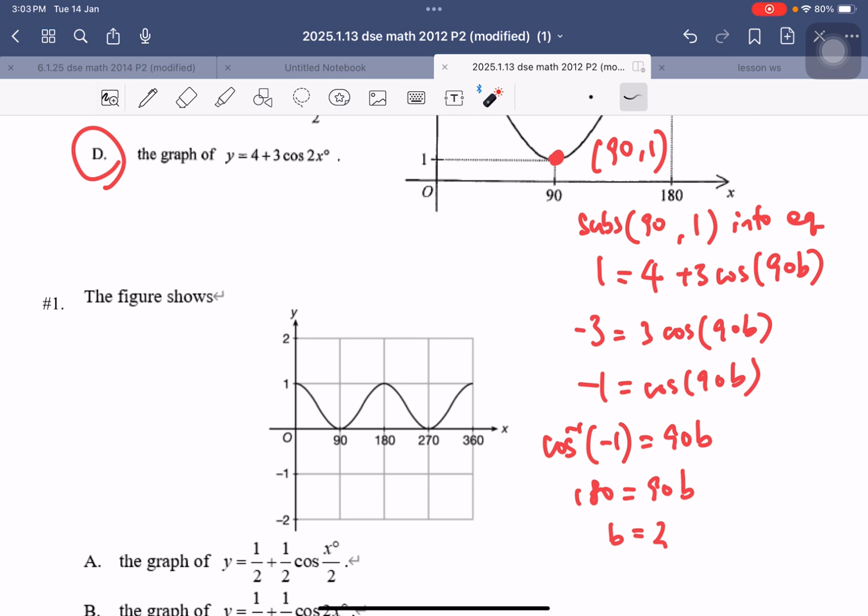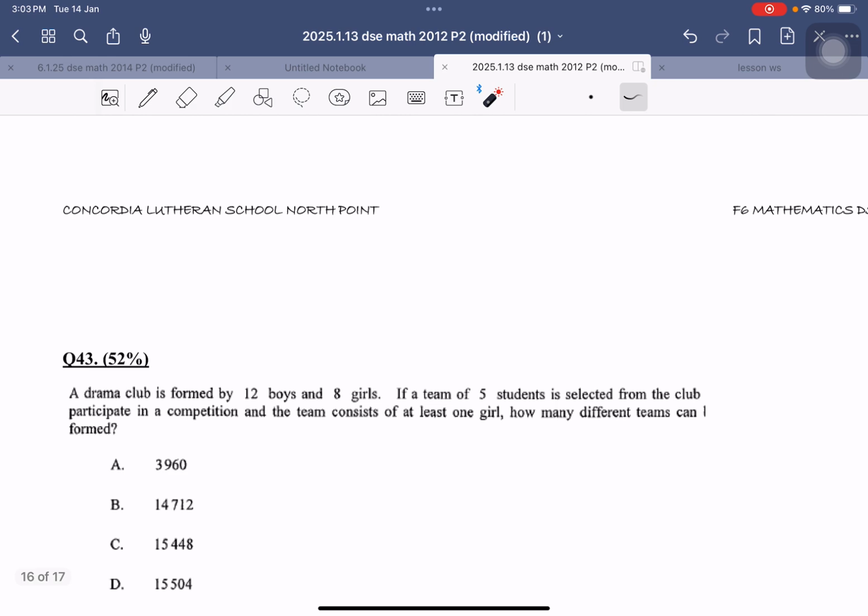Okay? So turn to the last page. Think about the probability questions. Sorry, it's the combination questions. Question 43. The combination questions are hard for the others, but most of you can do it as well. So try to think about these questions. Easy?